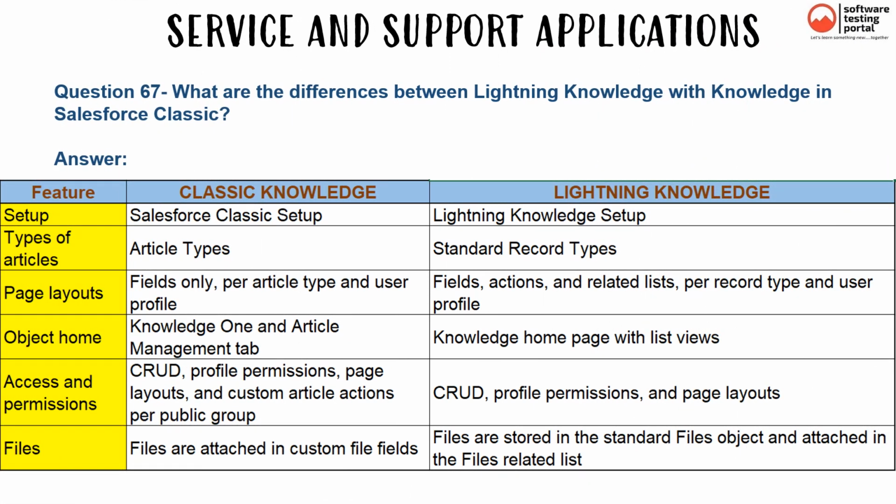Question 67. What are the differences between Lightning Knowledge with Knowledge in Salesforce Classic? As you can see on the screen, the differences are in setup, types of articles, page layouts, object home, access and permissions, and files feature types. The important thing to note is that in both the Lightning versions, the goal is to give your website visitors, clients, partners, and service agents the ultimate support tool.